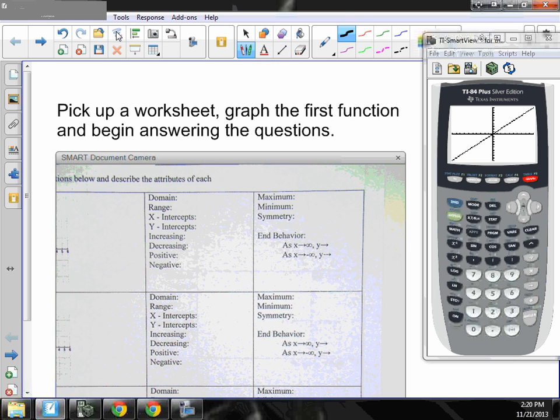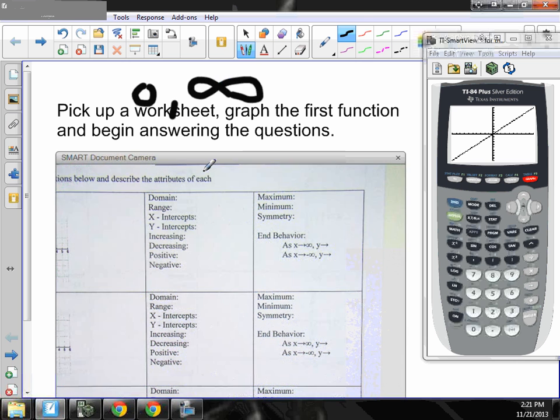All right? Positive. When is the graph positive? From 0 to infinity. Does 0 count? Is it above the x-axis at 0? No, it's on the x-axis, so we use parenthesis. What about infinity? Do we include infinity? You can never include infinity, so it's always parenthesis. What if it does count? What do you use? A bracket.